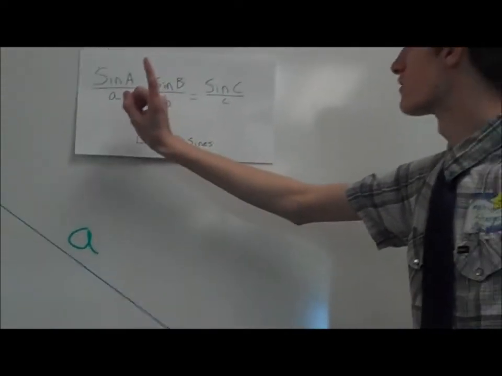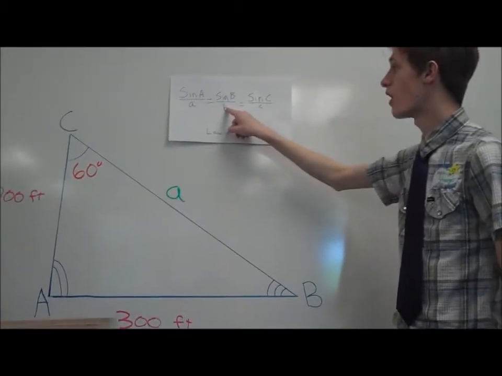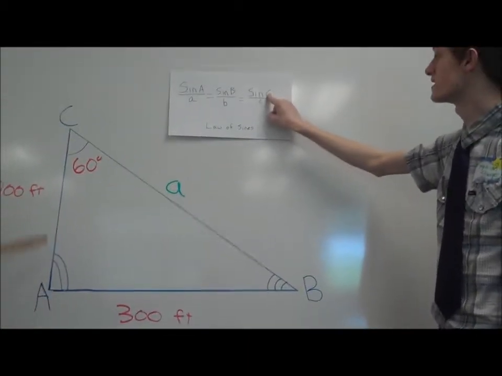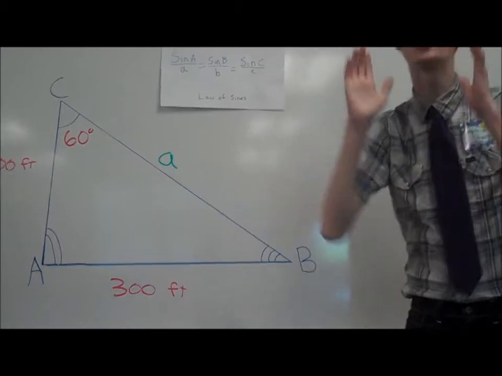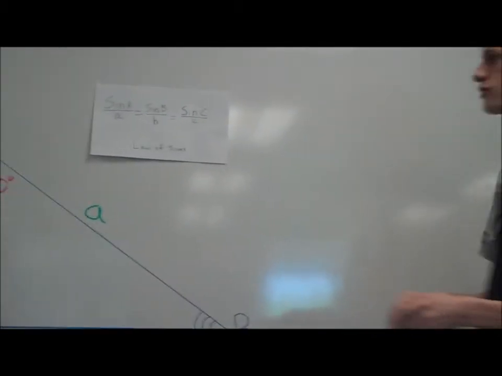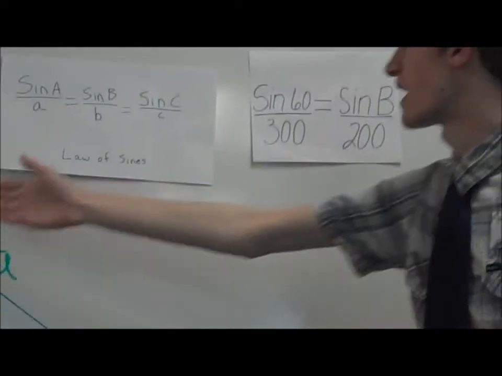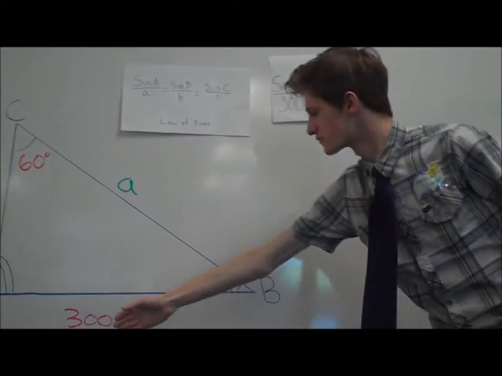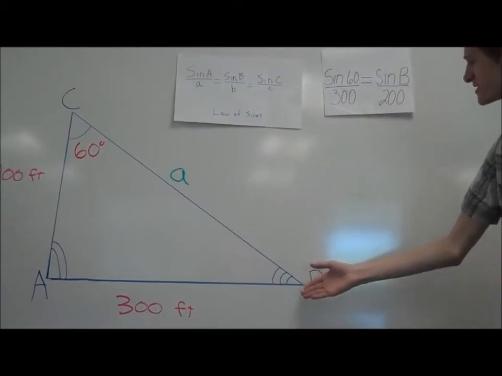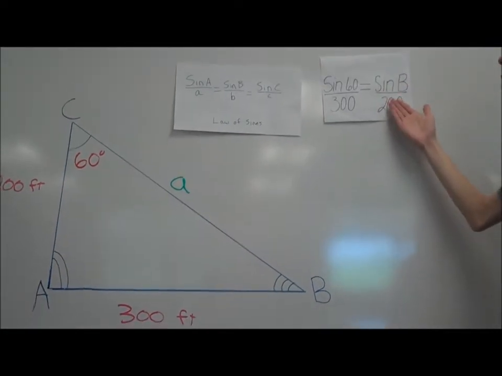It's called, you do sine of A over A equals sine of B over B equals sine of C over C. And you can use this to solve this triangle. Now, first off, you want to put in every single variable you know. Let's say sine of 60 over the corresponding side, which is 300. And we want to find this angle because we know this side. So it's sine of B over 200.